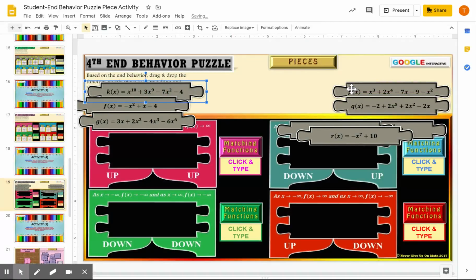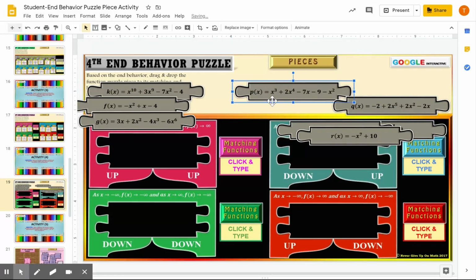And then I'm just going to look at this one, p of x. Initially, I might be like, oh, cool, x cubed, then it's odd. But again, you have to make sure that it's in standard form. And this one is not. It has x cubed, 2x to the 4th, negative 7x minus 9 minus x cubed squared. So the highest exponent here, the degree, is 4. 2x to the 4th would be our leading term. So this is actually an even function.